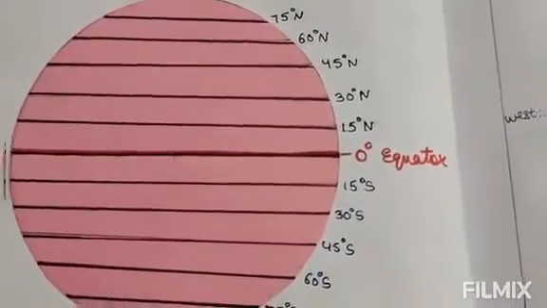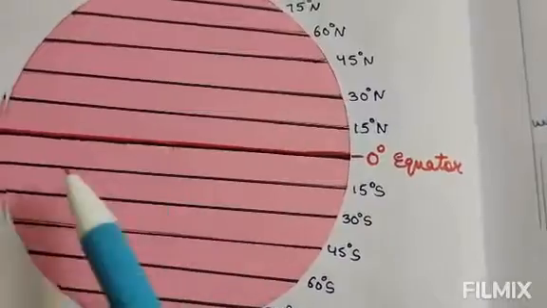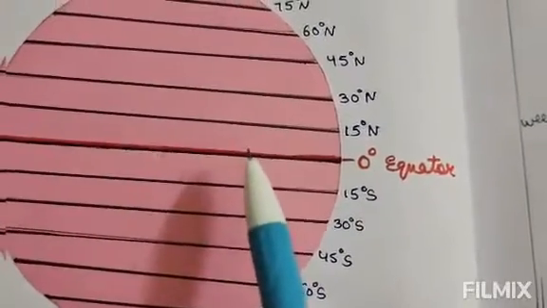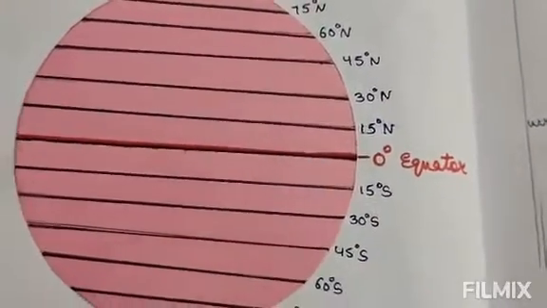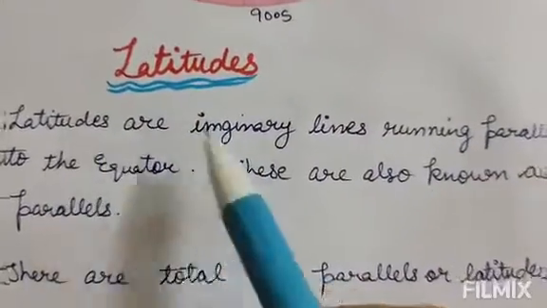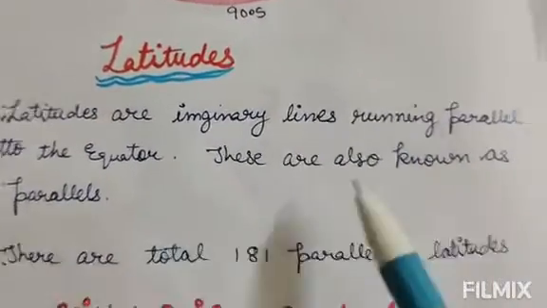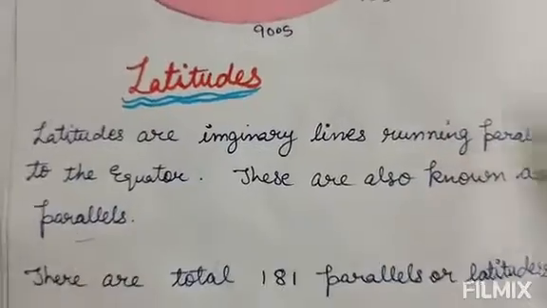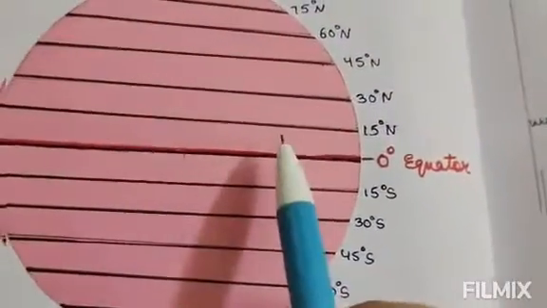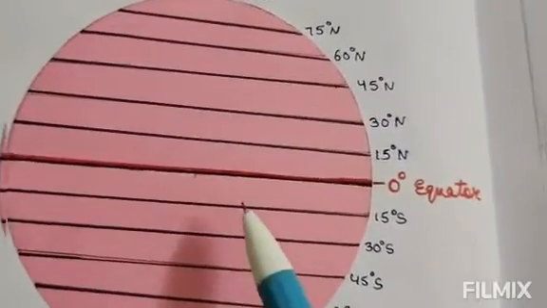What are these lines? These lines are called latitudes. Latitudes are the lines running parallel to equator. Now see, let's read out the definition first. Latitudes are imaginary lines running parallel to the equator. These are also known as parallels. So these lines we call latitudes and the other name of these lines is parallels.